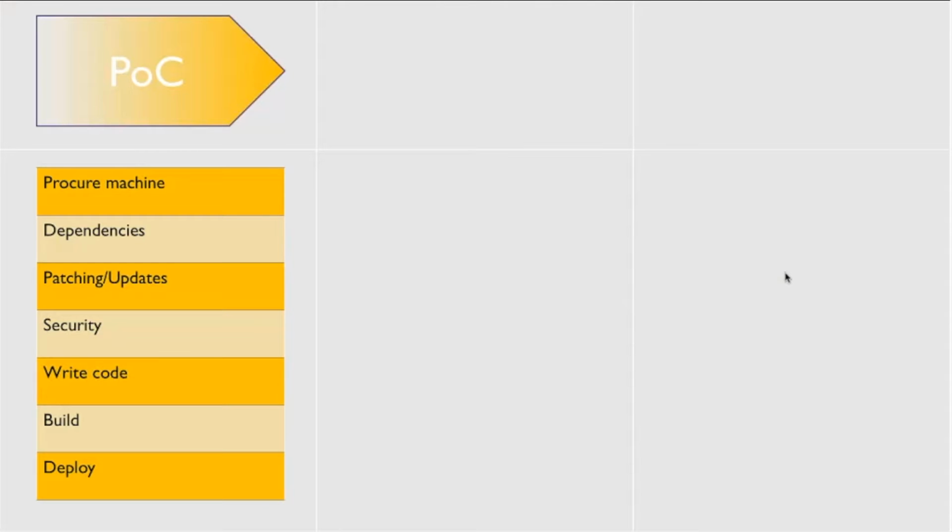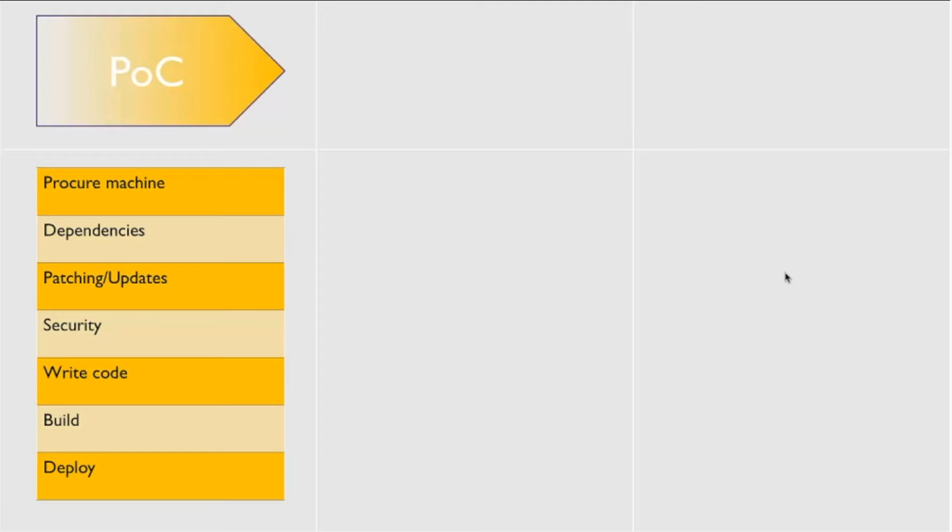As you start thinking about this POC, you're going to be procuring a machine. This most likely is going to be a desktop of your own, or maybe a machine on-prem, or maybe in the cloud too. But you need to get a machine where you're going to be hosting this POC. You will map out the dependencies. You will be patching and updating that machine that you just procured, making sure that it is up to date, right? You're going to be securing the machine. Then you can start writing code. You're now starting to write the code to build your POC. And then you're going to build, deploy, and iterate on this over and over again.